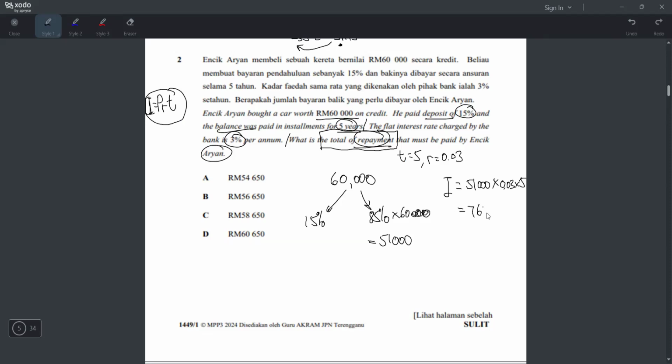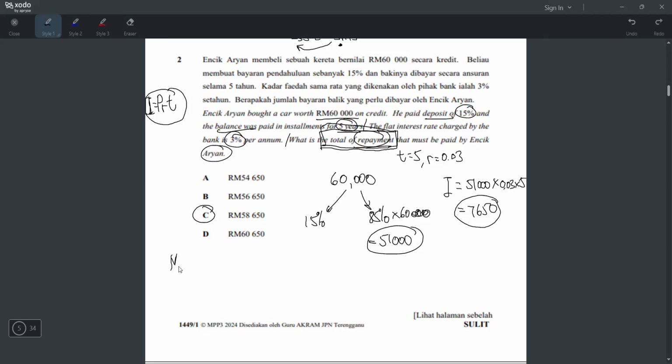So this is the interest, but you have to add the 51K lah, because they're asking you to find the total repayment. So the total repayment, the total amount yang you kena repay to the bank will be 51K plus 7650. And after you add, you will get the answer, which is 58650. So the answer is C. Okay, let me change the question.